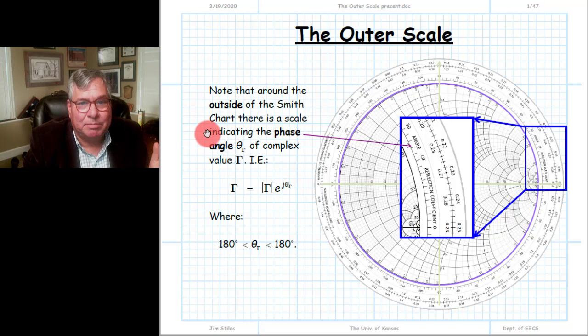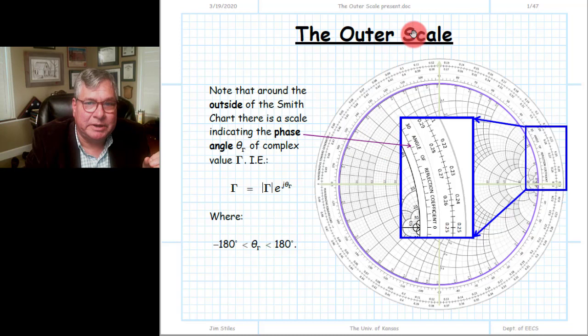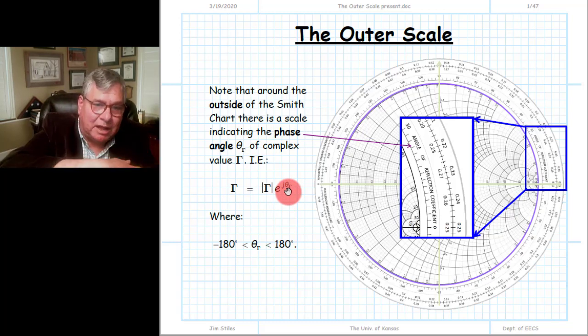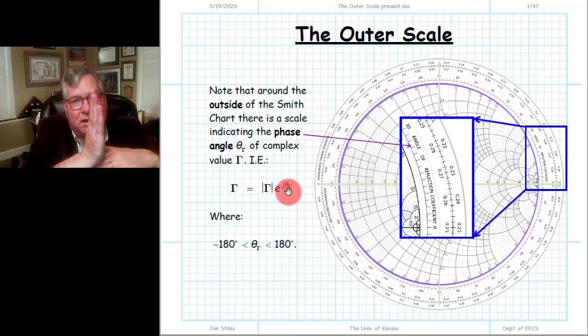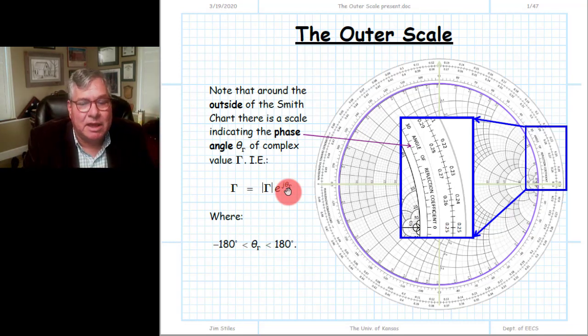Remember, gamma, of course, is a complex number. It has a real part and an imaginary part, but likewise we can describe it in terms of its magnitude and its phase. In this case, the phase, like a polar plot, is the angle of rotation from the positive part of the real axis. Every point on the complex gamma plane has a magnitude associated with it. Let's say we have a point right about here. The magnitude of that point is simply the distance from that point to the origin of the complex gamma plane, to the center of the Smith chart.